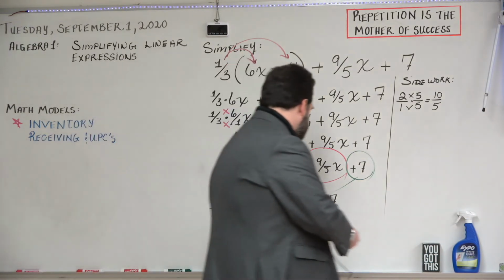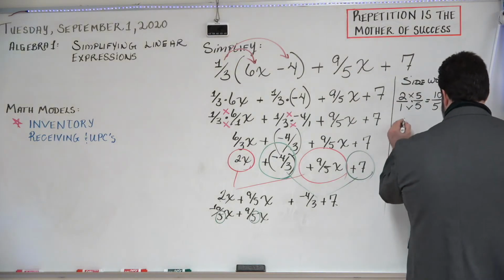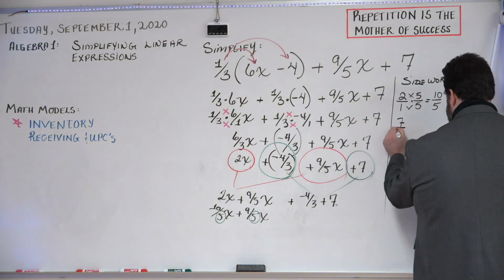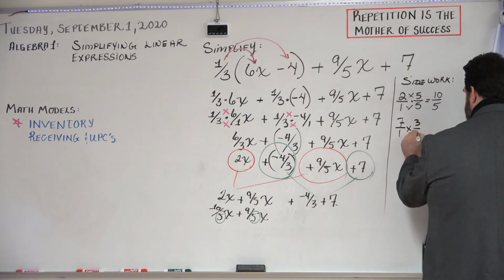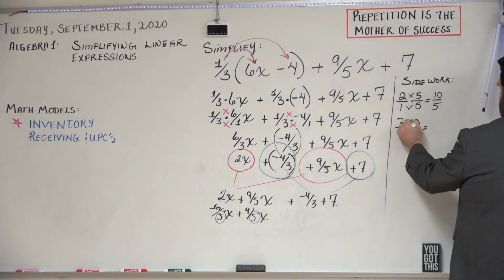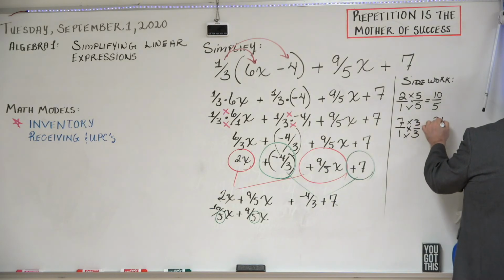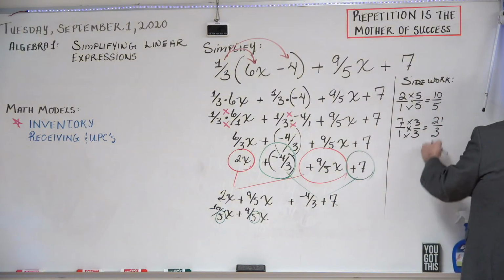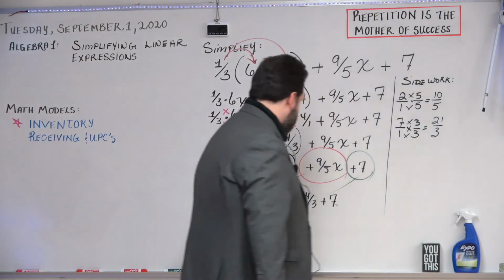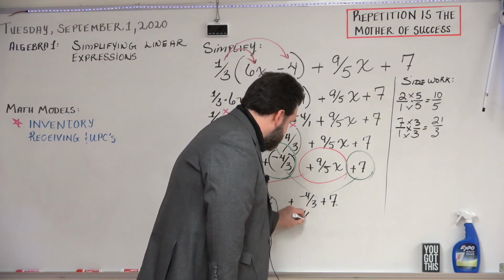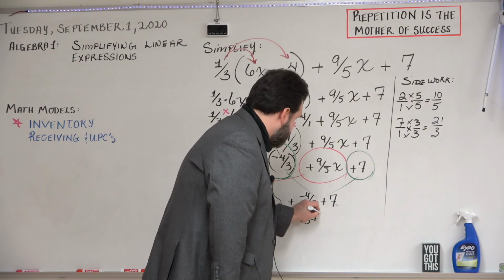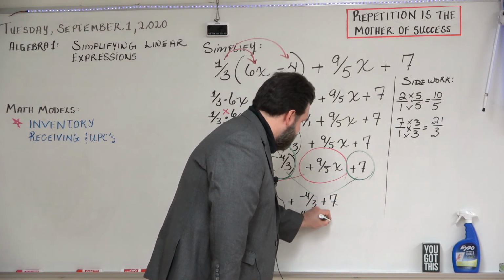Okay, next, the 7. We need it with the 3. So I'm going to write 7 over 1 times 3 over 3. And that's going to equal 21 over 3. Again, reduce this down to 7. So it's legit. And we'll just put plus -4/3 plus 21 over 3.